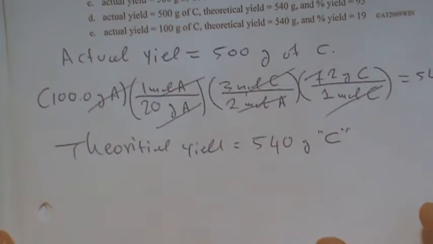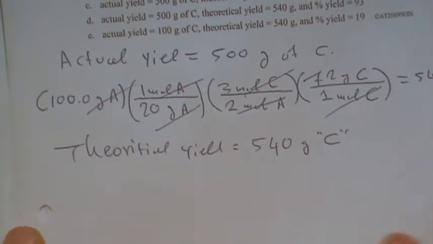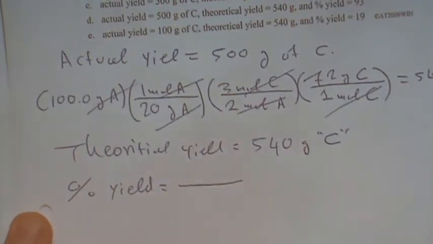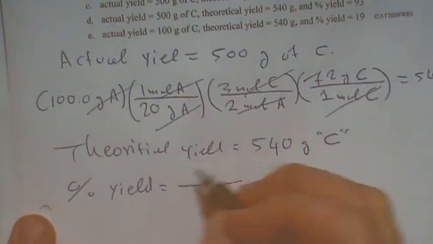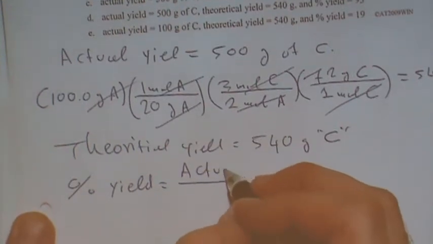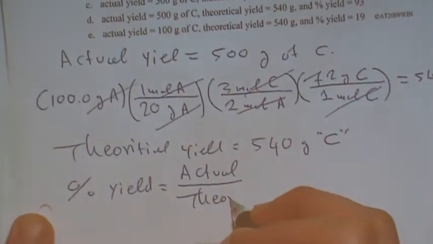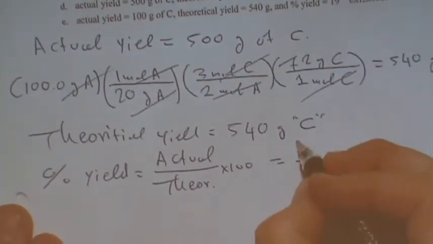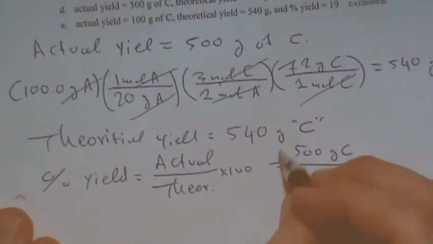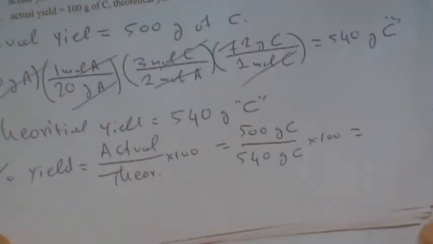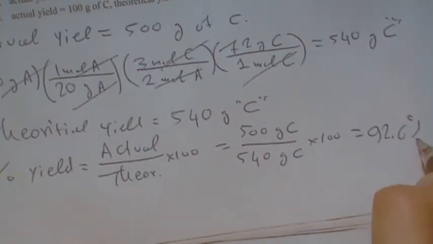Now we can calculate the percent yield. Percent yield is going to be equal to a fraction, with the smaller number on top because it always has to be a fraction. Which is always smaller, we said? The actual yield. So it's going to be actual divided by theoretical times 100. So it will be 500 grams of C divided by 540 grams of C times 100, and that will give you 92.6%.